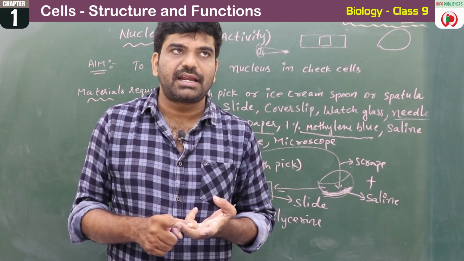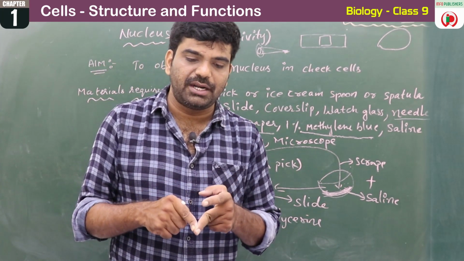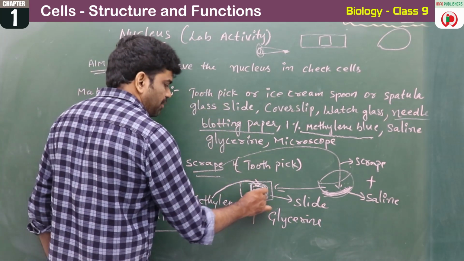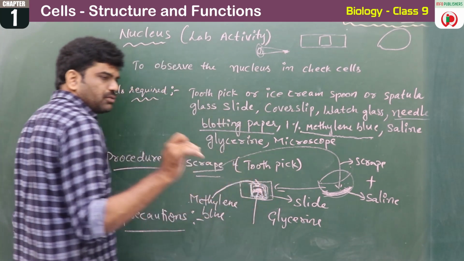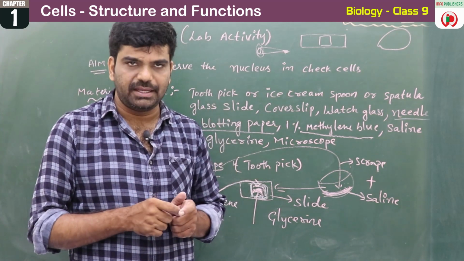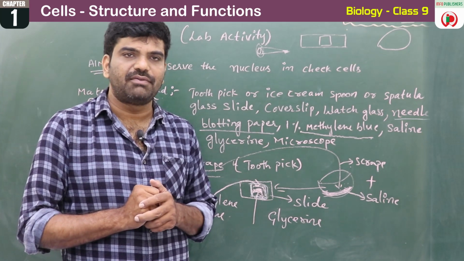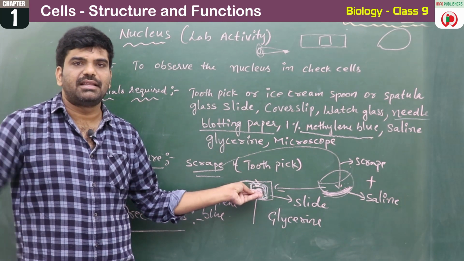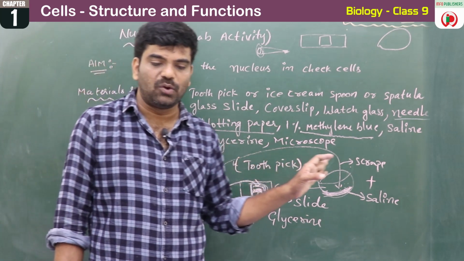The second one is the scraped material. The scraped material should be spread uniformly on the slide. With the help of the blunt end of the needle we are tapping, so that the scraped material is spread uniformly. Next, excess stain should be drained off. When we have taken the scrapings plus saline here, there may be excess stain that should be drained off. Drained off means it should be removed.